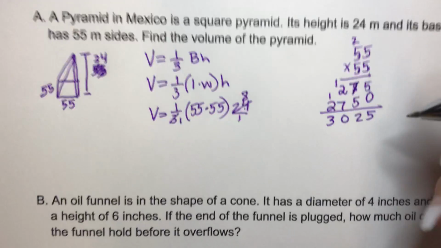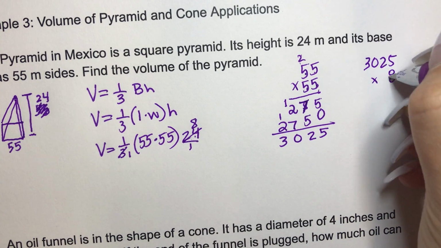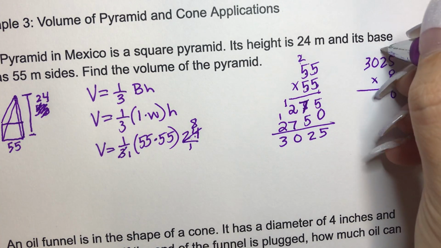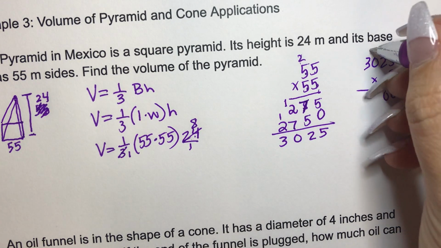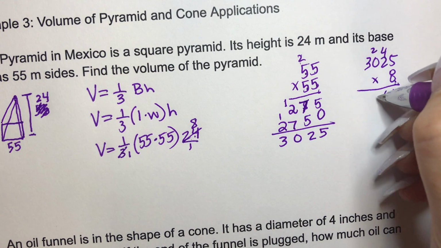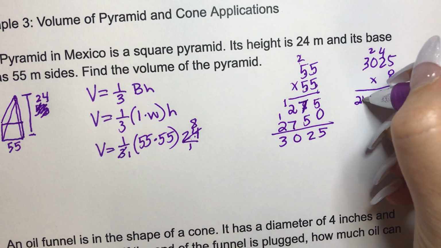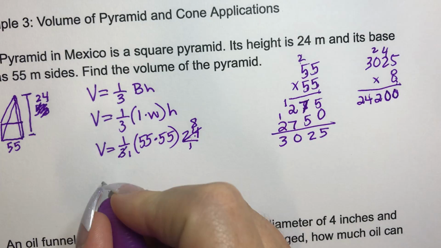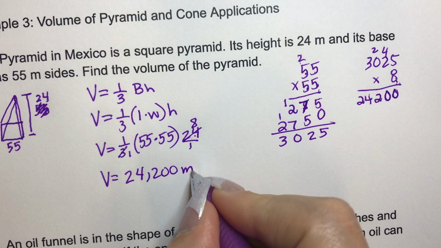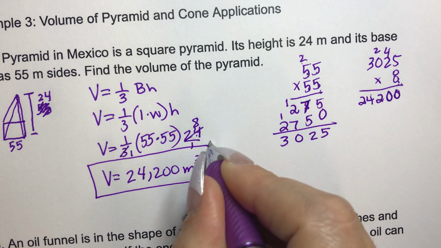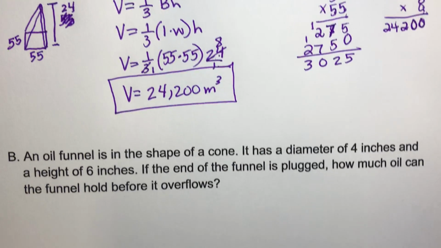Now we just need to multiply that by 8. So 3,025 times 8. 8 times 5 is 40. 8 times 2 is 16 plus 4 is 20. 8 times 0 is 0 plus 2 is 2. And then 8 times 3 is 24. So there is our final answer. The volume equals 24,200 meters cubed. All right. It's a little crooked there. Perfect. Okay, let's go on to B.